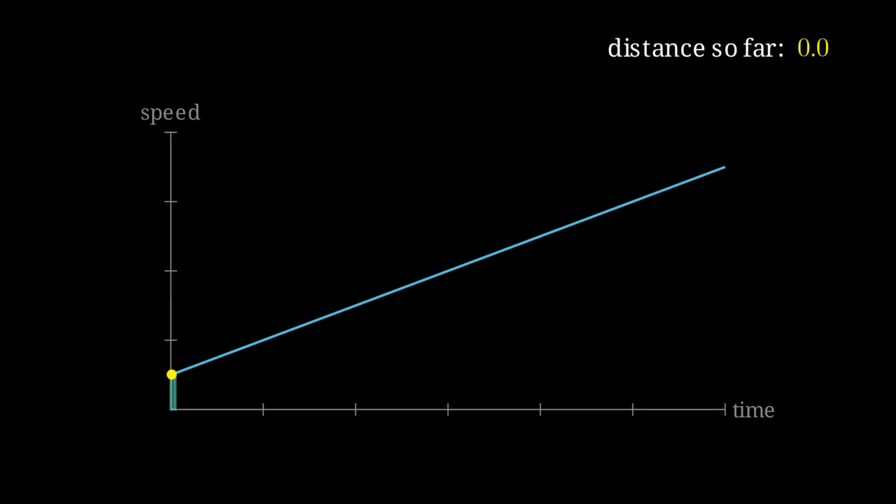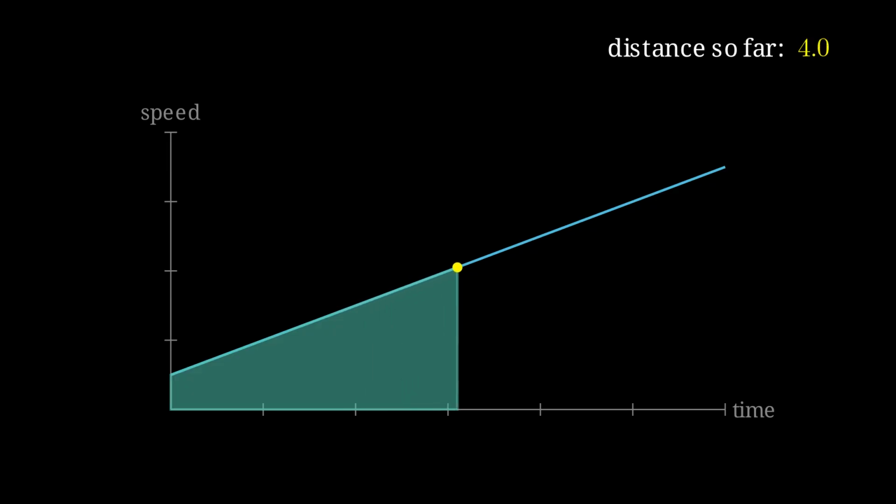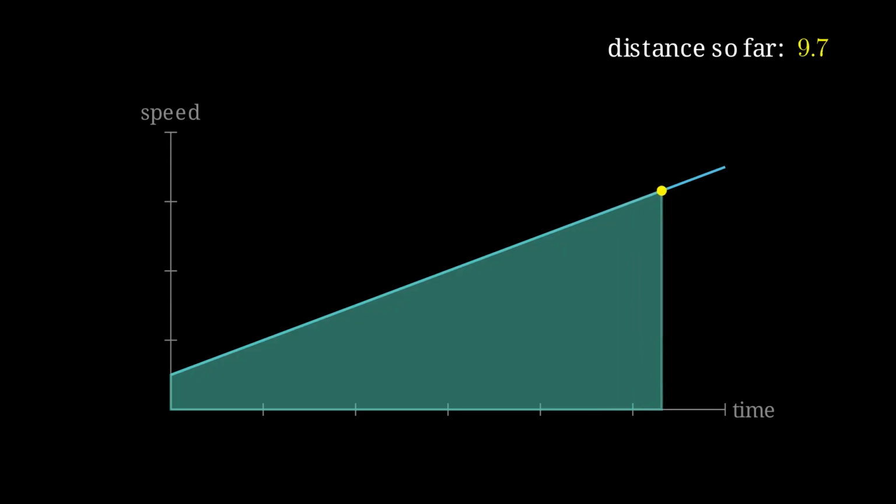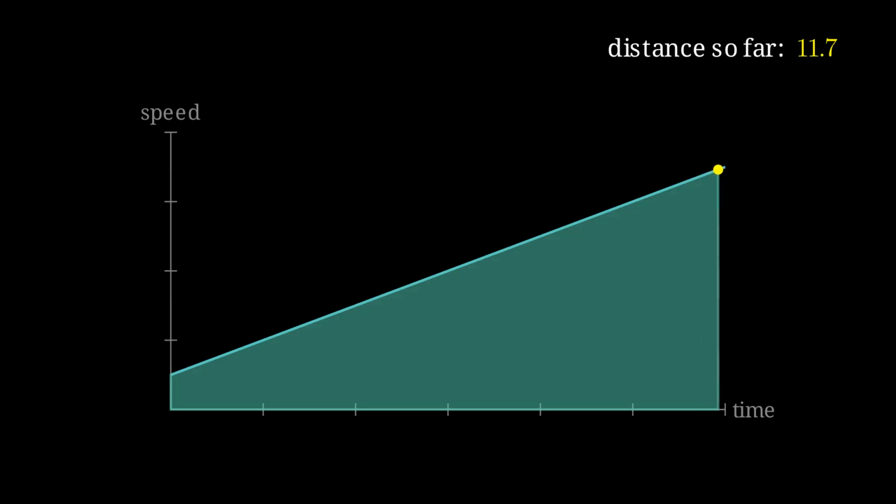Watch it accumulate. As time moves forward, the area under the speed curve fills in, and the running total climbs right along with it. So the integral takes a rate and gives back the total that the rate built up. Last episode, the derivative pulled a rate out of a total. Here we are going the other way, and that is not a coincidence.